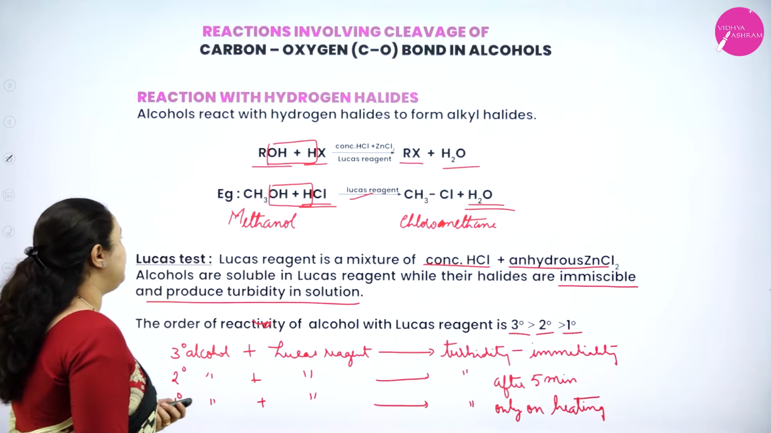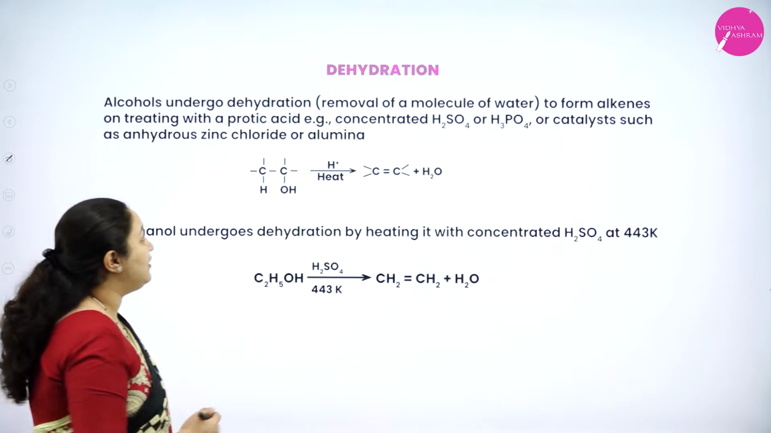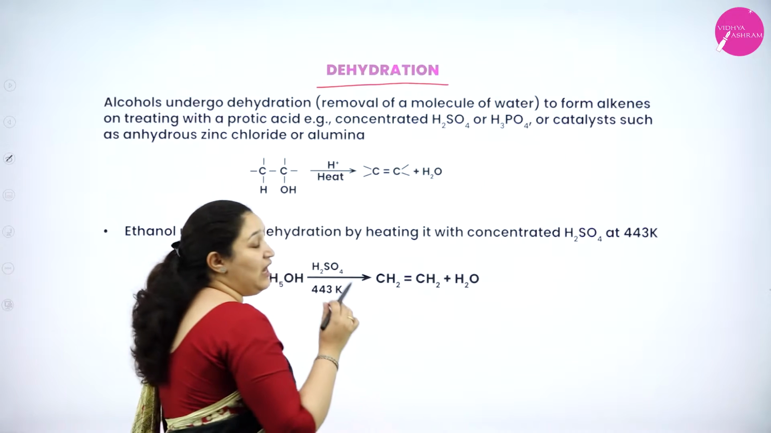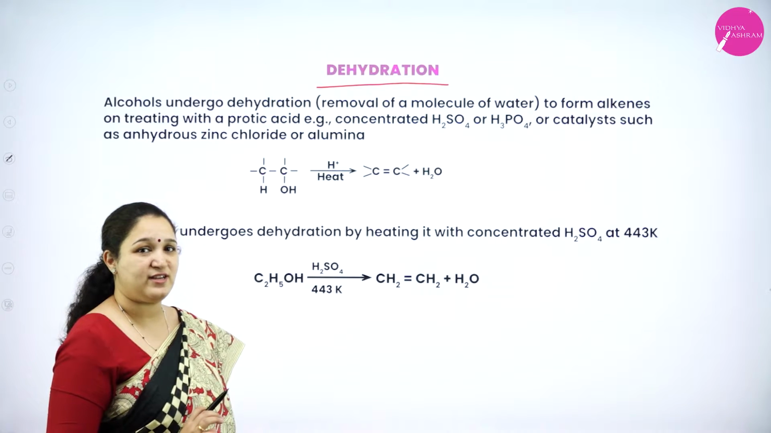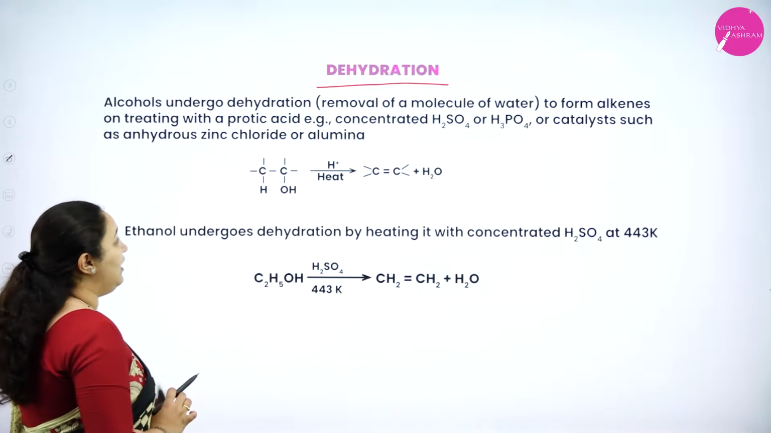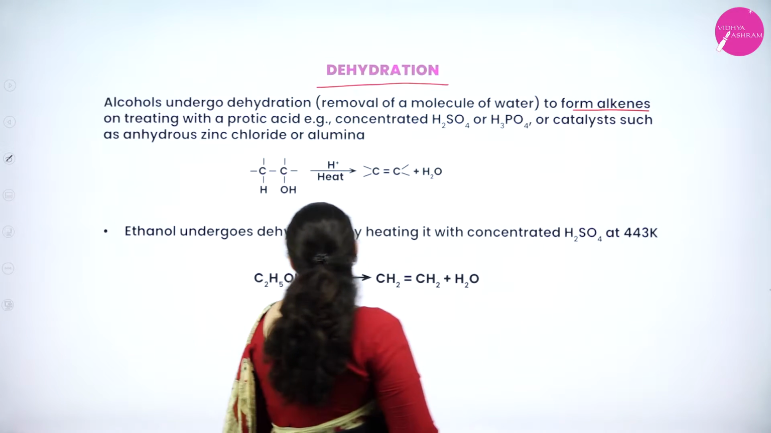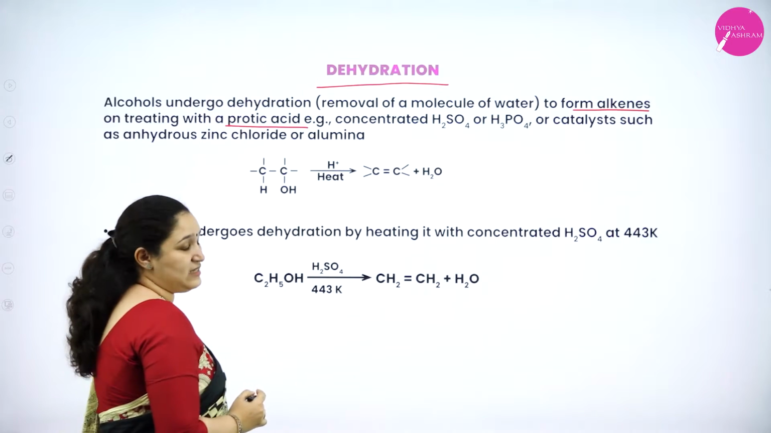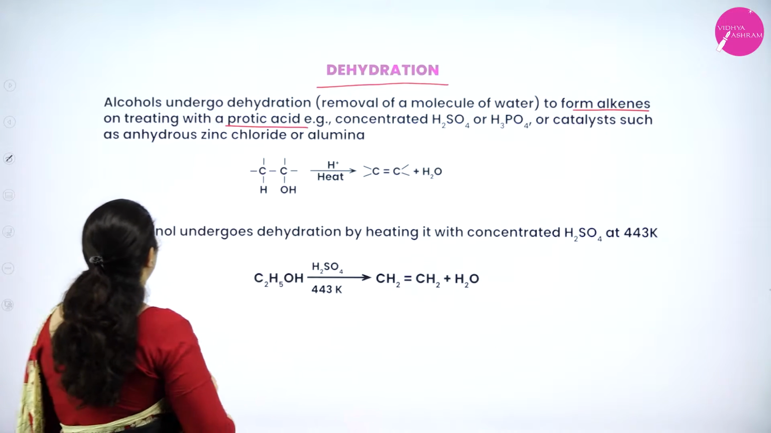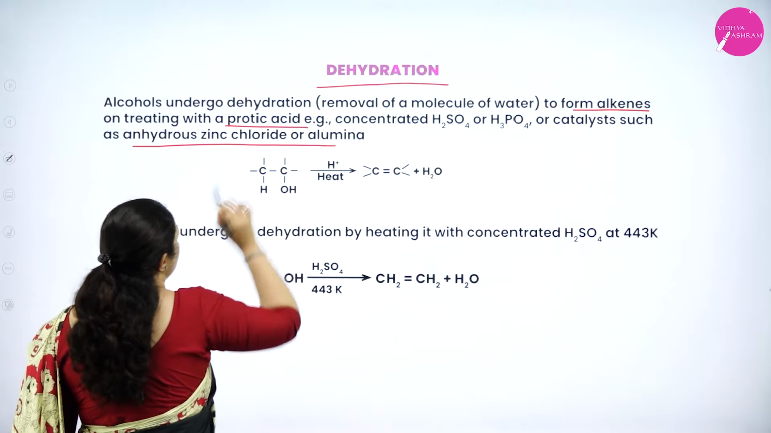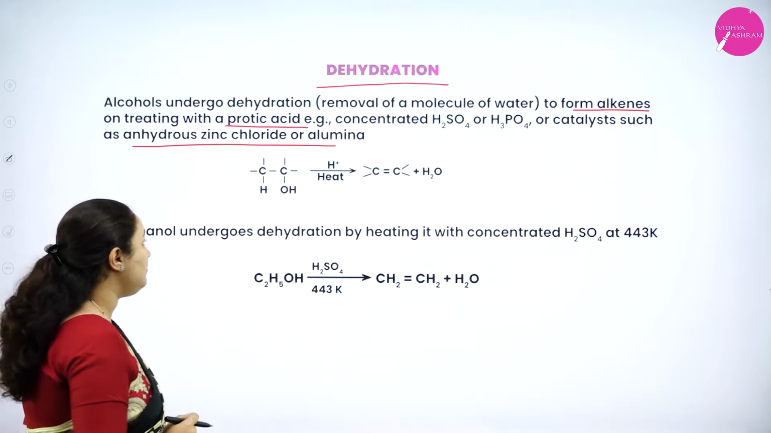Okay. Next reaction is dehydration reaction. So what is the meaning of dehydration? It is removal of water molecule. We call it as dehydration reaction. Thus, alcohol undergo dehydration to form alkenes. It can be treated with any protic acid like concentrated H2SO4 or H3PO4 etc. Or it can be even catalyzed with anhydrous zinc chloride or alumina. Okay. But we are using acid here.